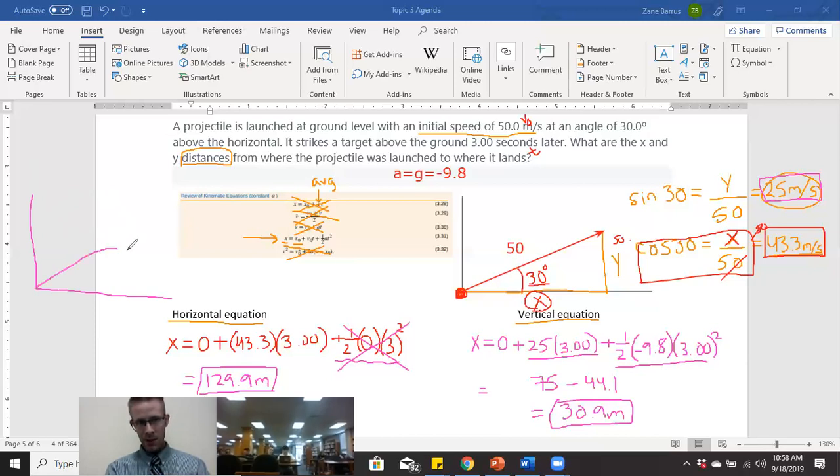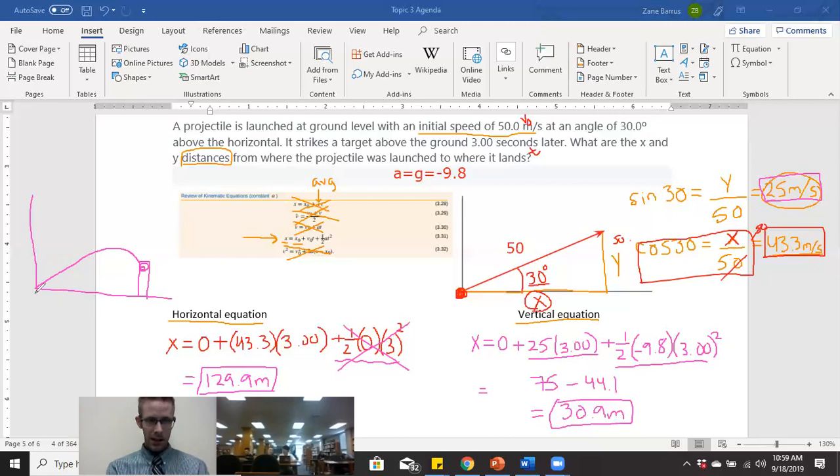Gravity took over, it reached a max height. But according to our final answer, it hit a target that was a horizontal distance of 129.9 meters away, and that target was 30.9 meters in the air. So probably something like this. Let's say here's our target, and we can draw a little bullseye in there if we wanted. There's our target.